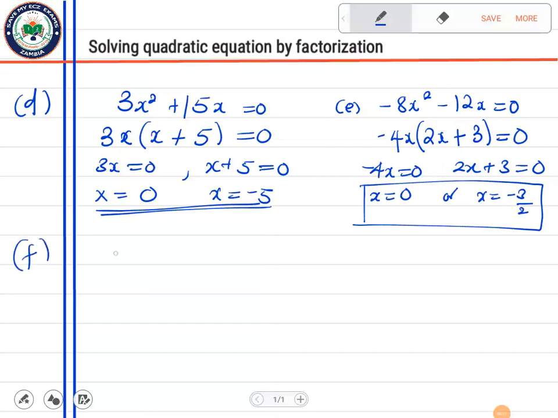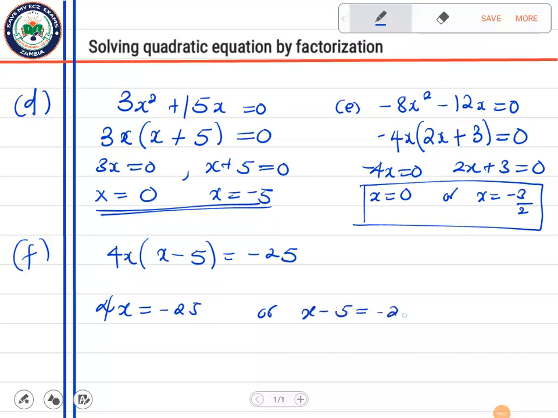Let's look at another one. This equation says 4x times (x minus 5) equal to negative 25. How can we solve this? We don't have to expand. It has already been factorized for you. Just group the terms and equate them to negative 25. So we have 4x equal to negative 25, or we have x minus 5 equal to negative 25. Of course, you just have to divide. You discover that your x is just equal to negative 25 over 4.